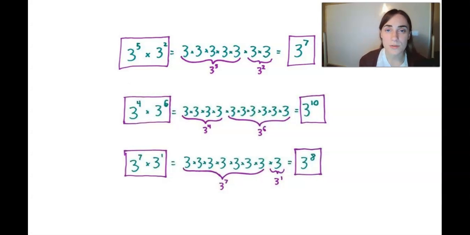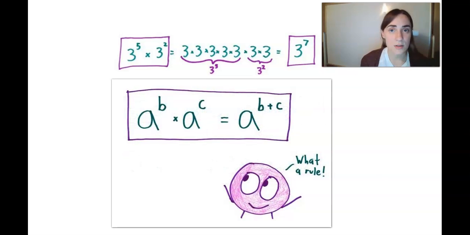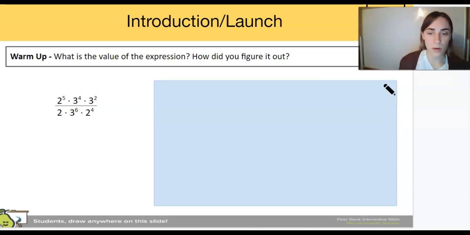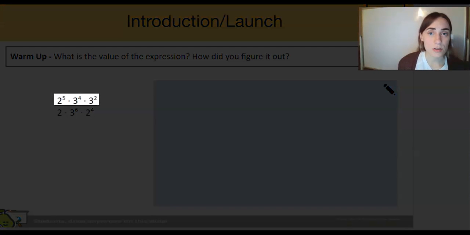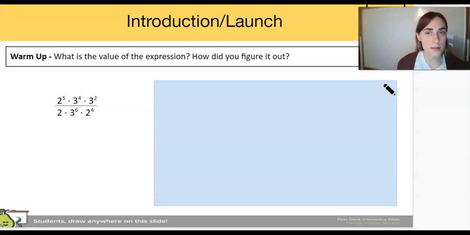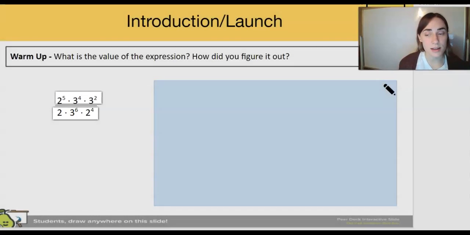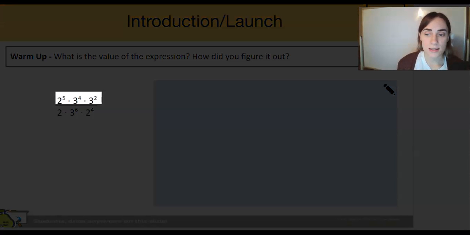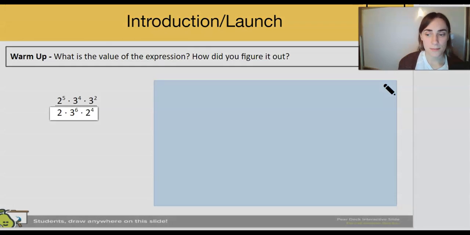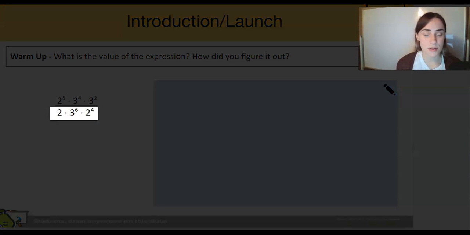And as mathematicians, we always want to be trying to write things in the simplest way possible. So we came up with a rule together, which was that when we're multiplying numbers in exponential form, we can add the exponents. So going back to our warm-up, look for where you see numbers in exponential form with the same base, and consider how you could simplify the numerator, or the top part of this expression, and the denominator, or the bottom part of this expression. Because what we have here is 2 to the 5th times 3 to the 4th times 3 to the 2nd divided by 2 times 3 to the 6th times 2 to the 4th.